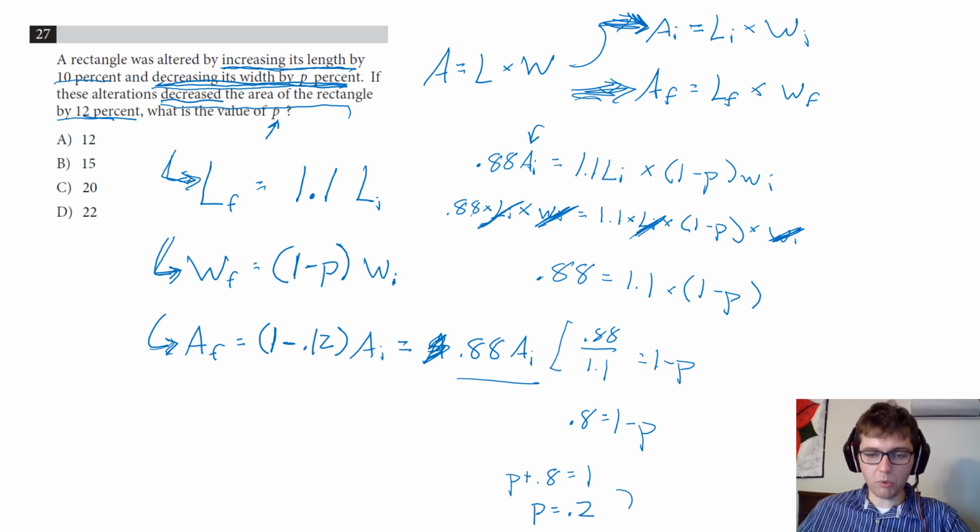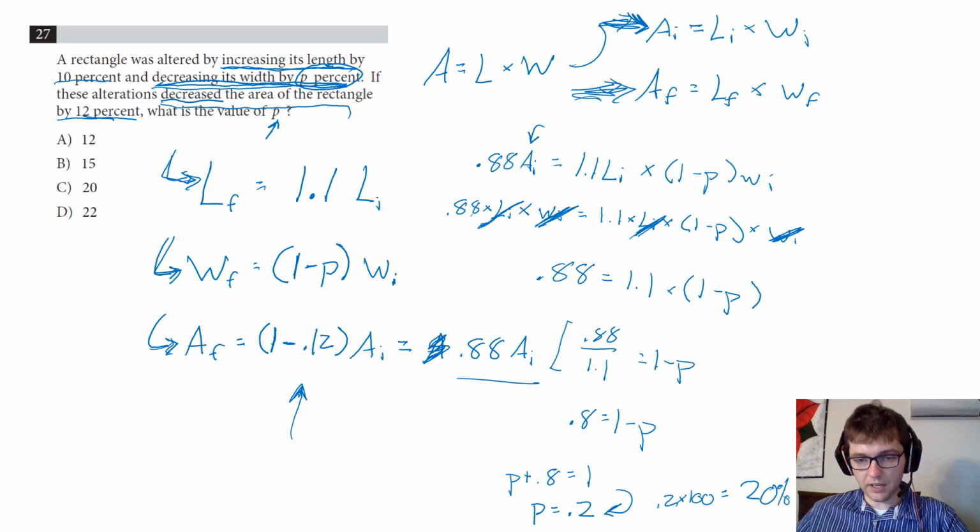0.2. So remember, we did this when we defined our equations over here. P is the fractional amount, but they're looking for p as a percentage. So multiply that by 100. So p is 0.2 times 100, just to convert to percentage, which will give you 20%. So that is your final answer, 20%, and it is available as answer choice C, 20%.